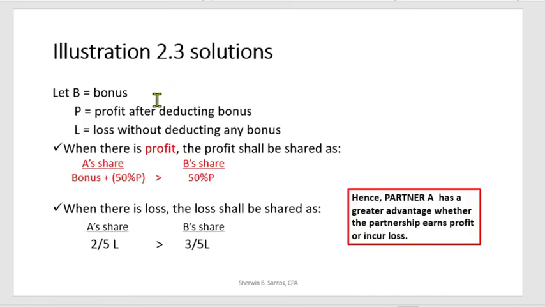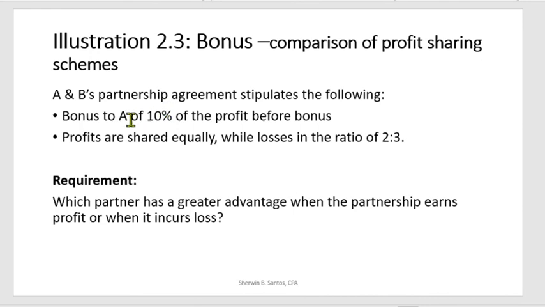Okay, let us represent B as the bonus, P as the profit after the bonus, L is the loss without deducting any bonus. So, let us take a look. When there is profit, the profit shall be shared as A's share is the bonus plus the 50% of P. Kay B naman, B's share is 50% of P. Paano ba na-derive yun, sir? Ang sabi kasi dito, bonus to A of 10% of the profit before bonus. Profits are shared equally while losses in the ratio of 2:3.